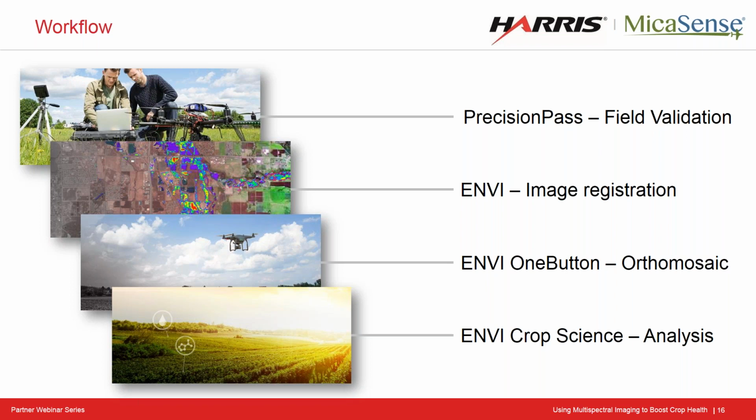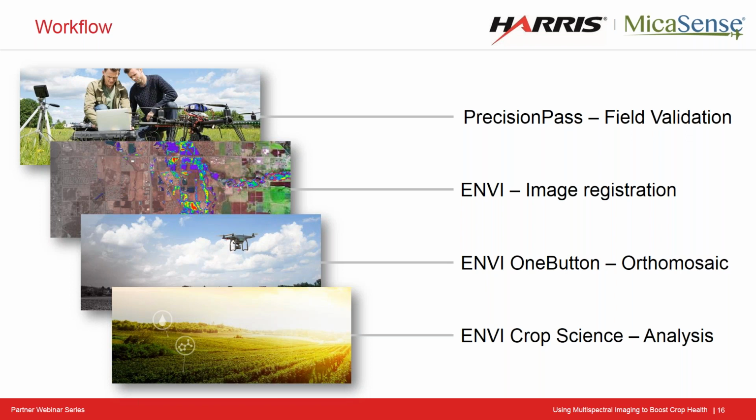So using the MicaSense RedEdge, when you're out in the field, you've just collected your imagery and you want to make sure that it's ready and all valid so that later on you can do your Ortho Mosaicing. Precision Path is a great solution for this. You can then take those results, bring them back to the office, pass them through ENVI, and do image-to-image registration.